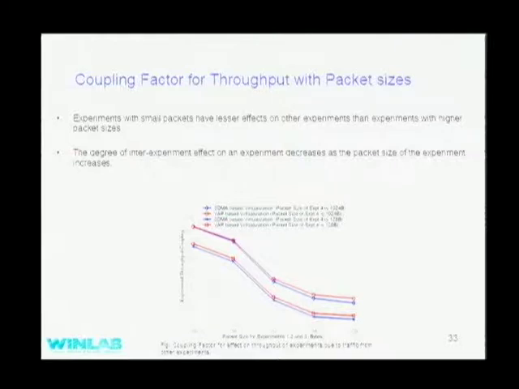And we took the readings for 2 scenarios. That is when the 4th experiment was using a large packet size and when the 4th experiment was using a small packet size. So experiments using larger packet sizes will have more effect on other experiments than experiments using a smaller size. And in this graph also you can see that SDMA performs better than the virtual access point.